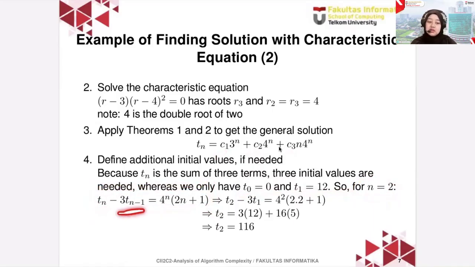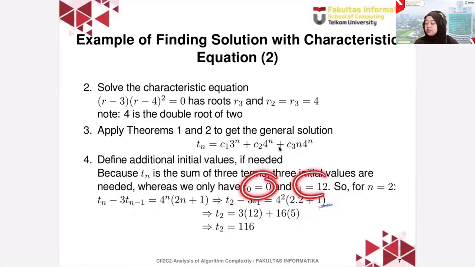T2 minus 3T1 is equal to 4 to the 2 times 2 times 2 plus 1, like this. Just substitute 2 for n. Okay, and then from here, we can know that T1 is 12 from the problem, the initial problem itself. So we can just solve this such that we can have T2.